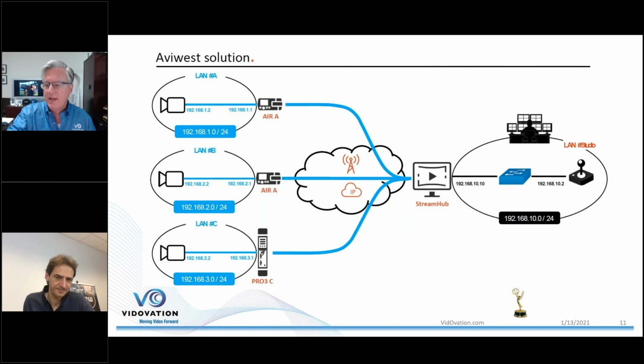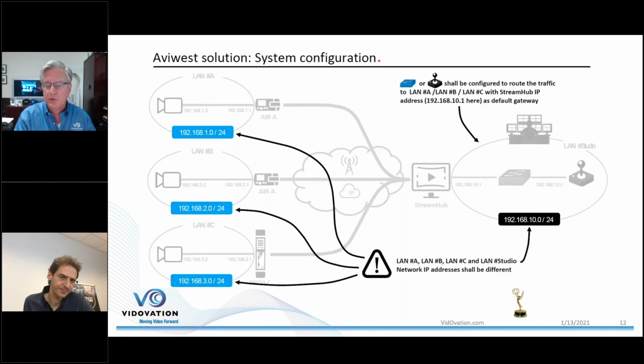So the CyanView gear, the controller, would be here on the right on the studio side. And you can see in this case, it's on subnet 10. Then the assets in the field, we actually have on 3 different subnets, A, B, and C. And you can see subnet 1, subnet 2, and subnet 3. And the traffic gets routed through the Stream Hub. The Stream Hub is used as a gateway to route the traffic. And the AVIWest technology and the CyanView technology work very well.